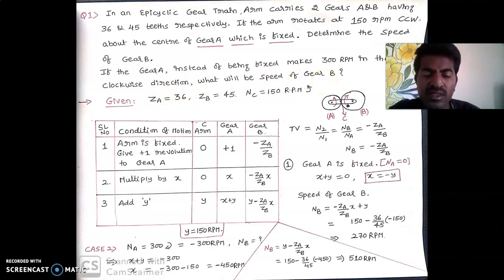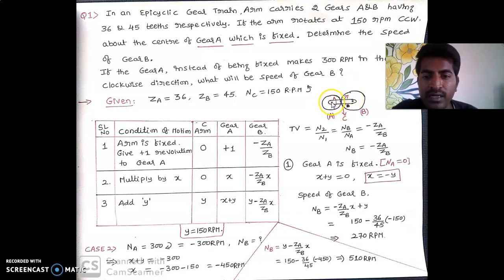So here there are two conditions. One condition is that if the arm rotates at 150 rpm counterclockwise and gear A is fixed, then what is the speed of the gear B? Okay, this is the first condition. Second condition, if the gear A, instead of being fixed, makes 300 rpm in the clockwise direction, what will be the speed of the gear B? So two questions are there in the single question. So we need to solve for speed of the gear B in both of the conditions, right? So first we'll draw the epicyclic gear train. So the gear A, this is gear B, and this is arm C.